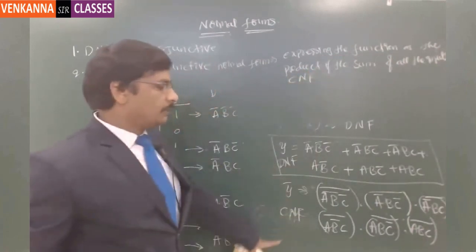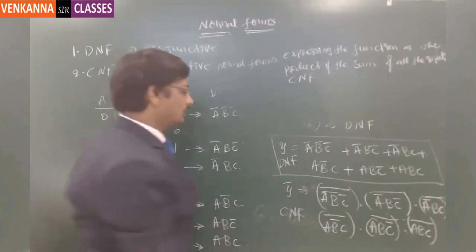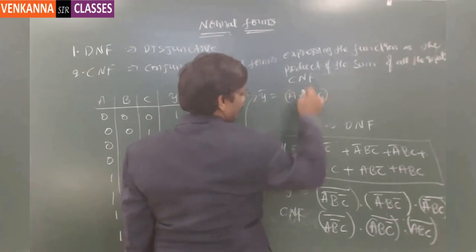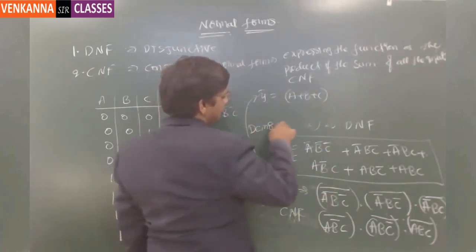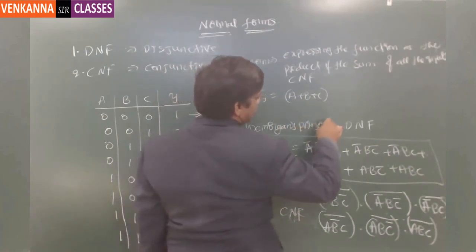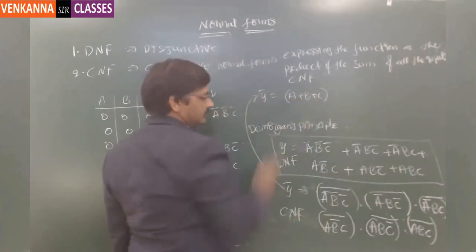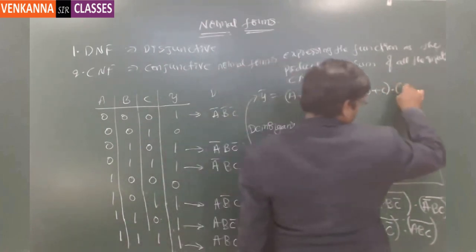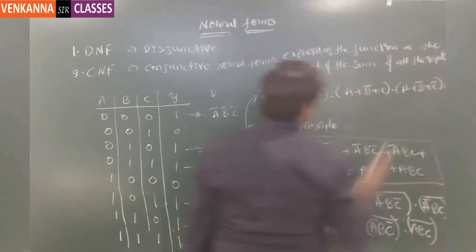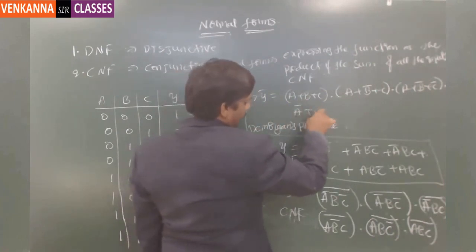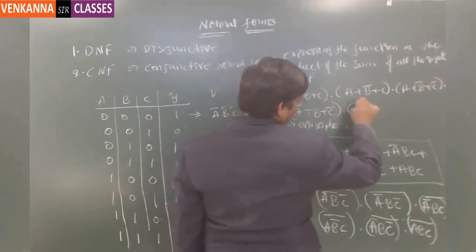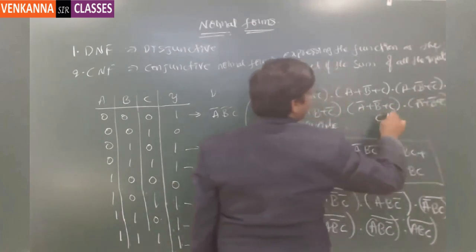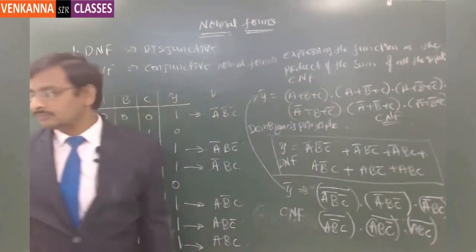Now here from DNF we can bring the CNF by expressing y bar. So y bar is going to be, if you write it here, y bar is equal to A plus B plus C, with the help of De Morgan's principle. So we can write this as (A plus B plus C) dot (A plus B bar plus C) dot (A plus B bar plus C bar) dot (A bar plus B plus C bar) dot (A bar plus B bar plus C) dot (A bar plus B bar plus C bar). So this is the CNF. Got it?